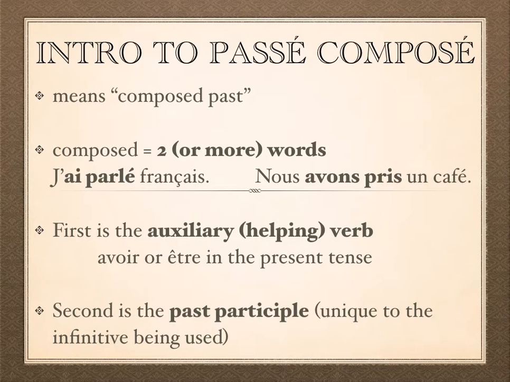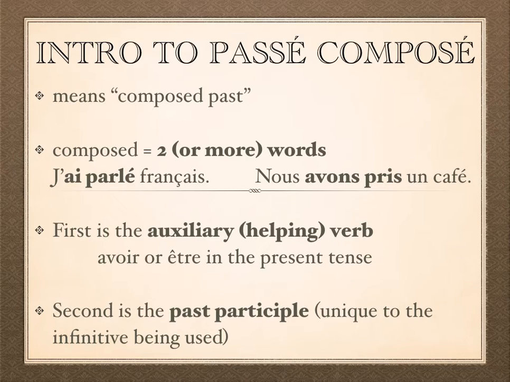Okay, that means that every single time I ask you to find the verb of a passé composé sentence, you're going to highlight or underline or mark somehow two words. So for example, if I have that first sentence, j'ai parlé français, I spoke French. If I ask you to find the verb of that sentence, you're going to tell me a parlé. That entire bolded section, both words, go together to make up the verb.